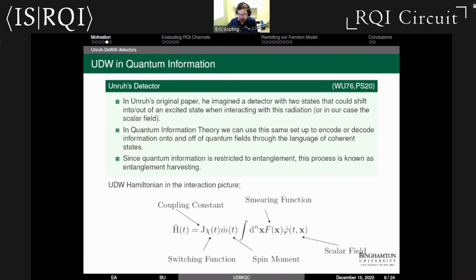It's a two-state system coupled to a quantum field. And the coupling fully relies on the switching function and the smearing function, and this is what allows the spin moment and scalar field to couple together through some coupling constant that I've labeled J, which is not the traditional lambda for the community, but it is in the condensed matter system.